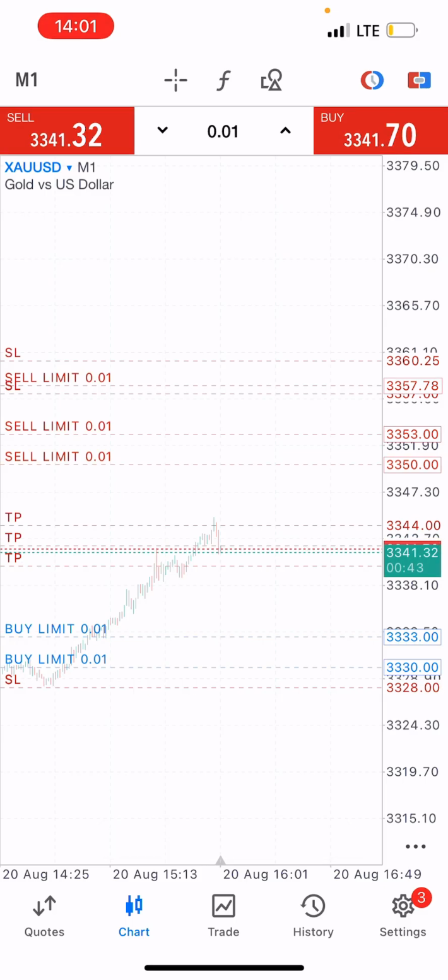So that's for sell limit. Sell limit means the price is not at the number, but you're expecting it to get to that number and pick you up and take you to profit. It's just the same thing. Any limit order means it is not a market execution.